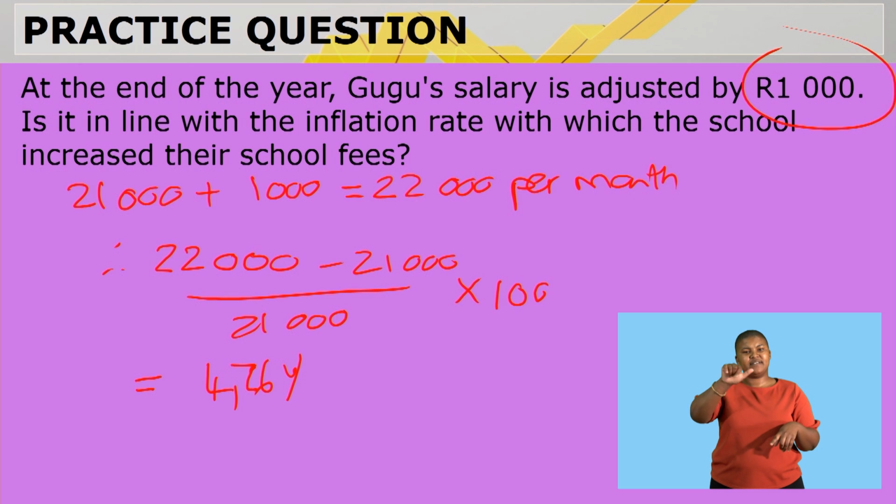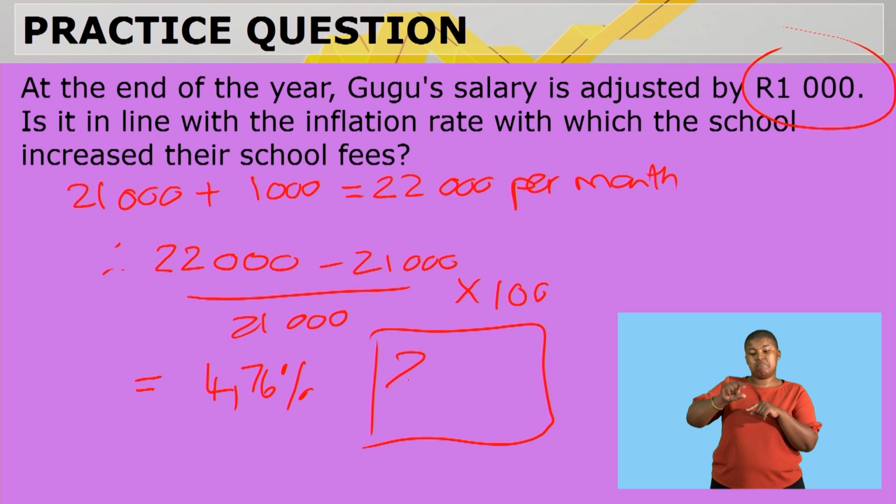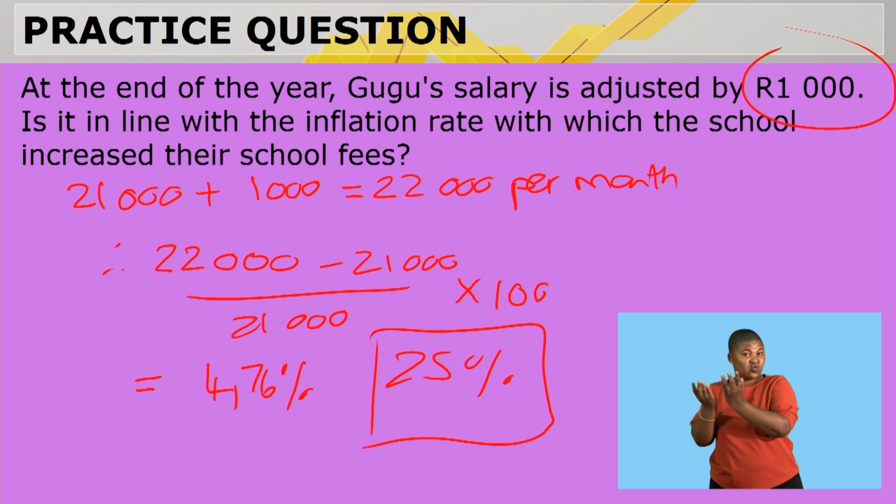And then you'll see her salary went up by 4.76%. Now remember, the school's inflation rate was 25%. Is it in line with the school inflation rate? No, it's not in line. But remember, the school has got a different inflation rate than a household or a business.